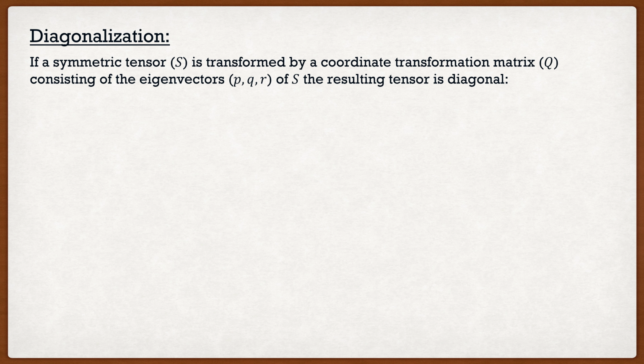So this is called diagonalization. And what does that mean? Well, if a symmetric tensor S is transformed by a coordinate transformation matrix Q consisting of the eigenvectors P, Q, and R of S, the resulting tensor is called diagonal. Now again, a bunch of words, Clayton. I don't know what those mean. Show me what those mean.